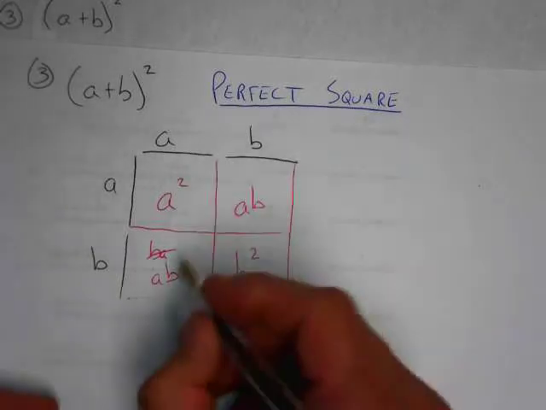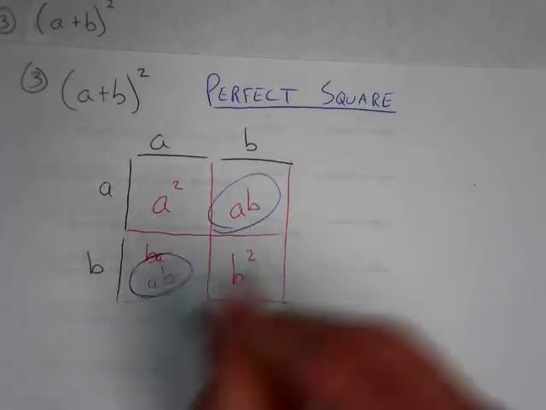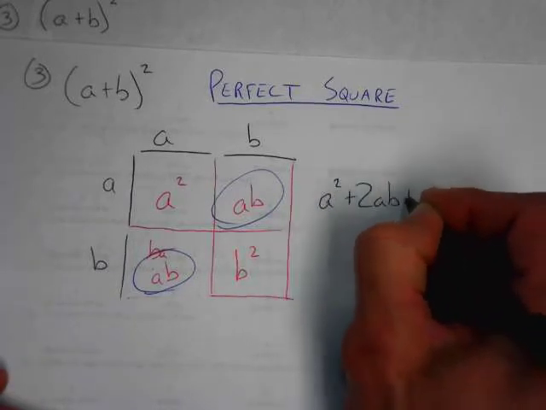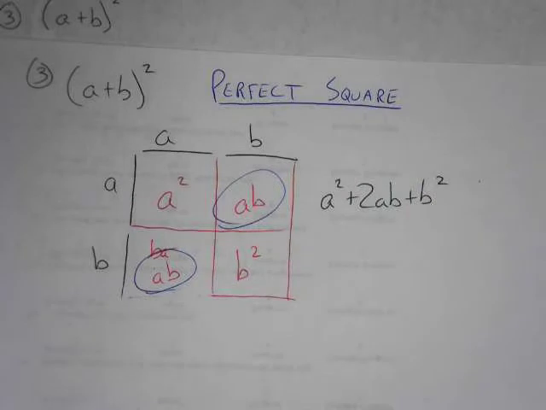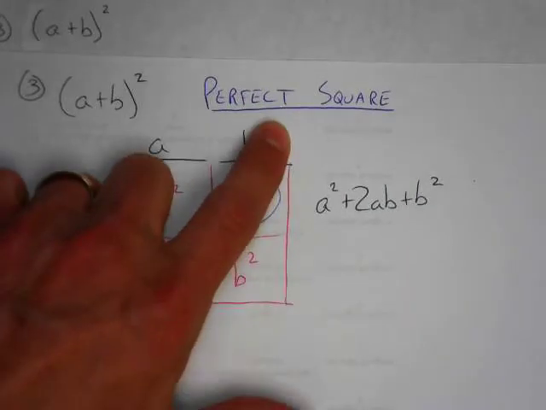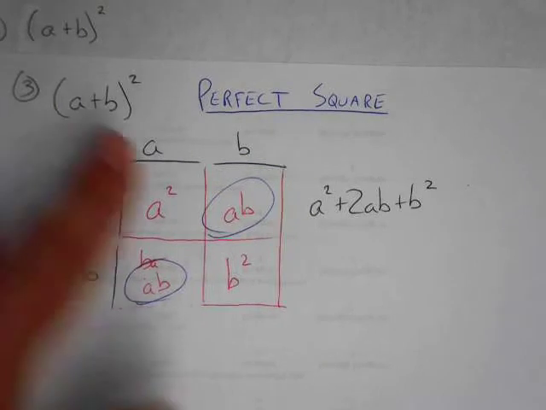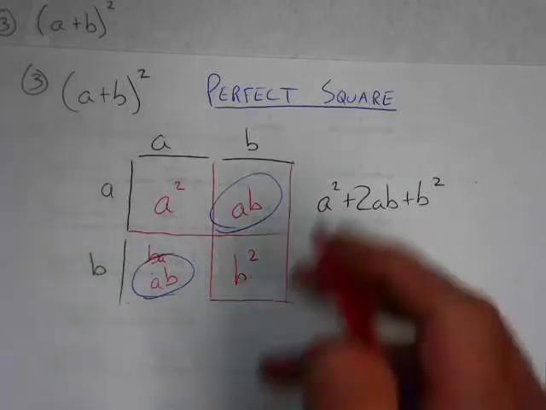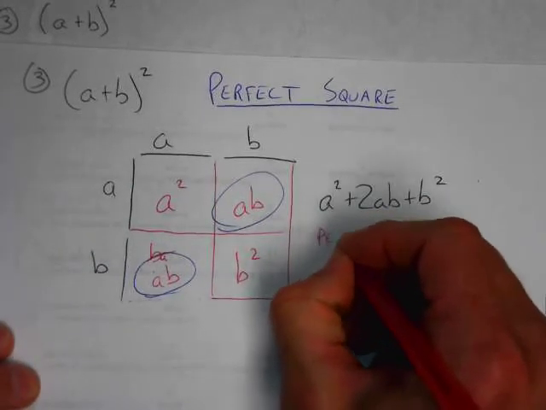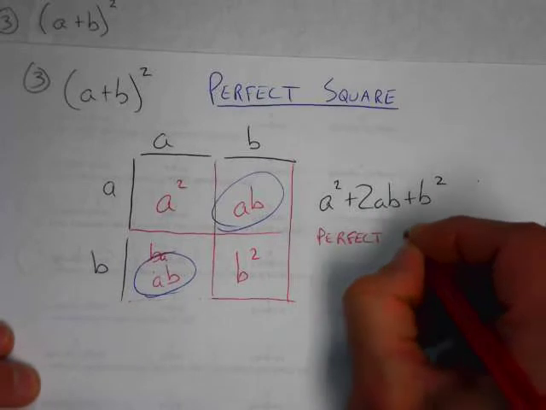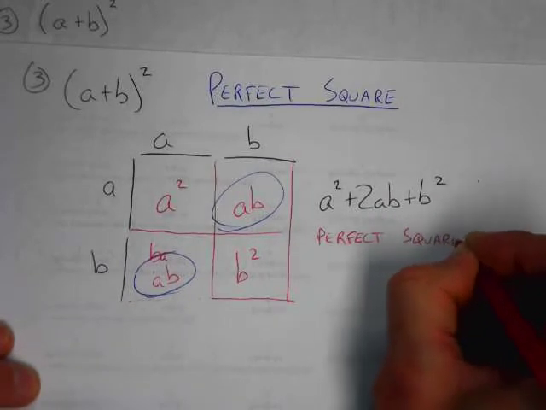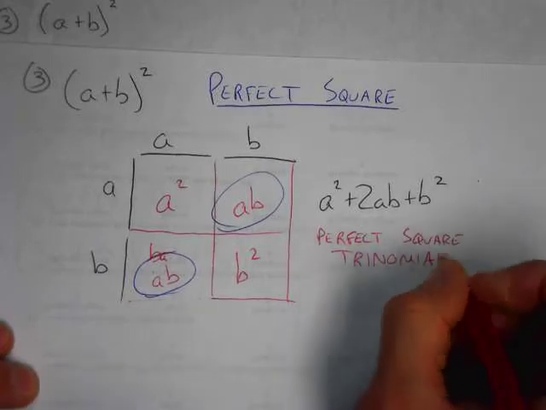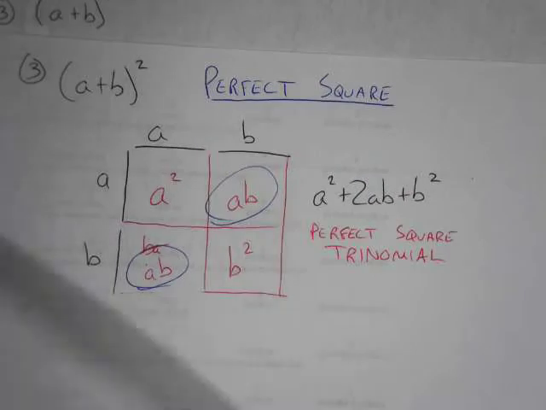And again, as you can see, our like terms in the middle, and so we'd have, for our results, a squared plus 2ab plus b squared. Now, remember what happened. We multiplied perfect squares, and what did we get? We got this. So if we multiply two perfect squares, we end up with another vocabulary term called a perfect square trinomial. Okay, so when we multiply perfect squares, we get a perfect square trinomial.